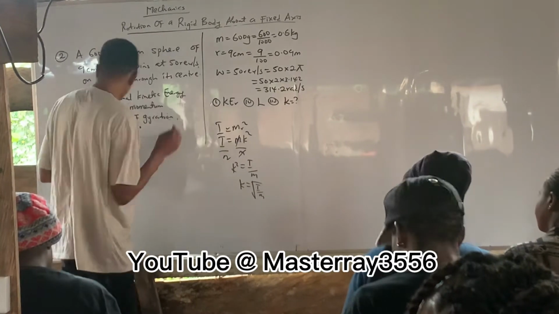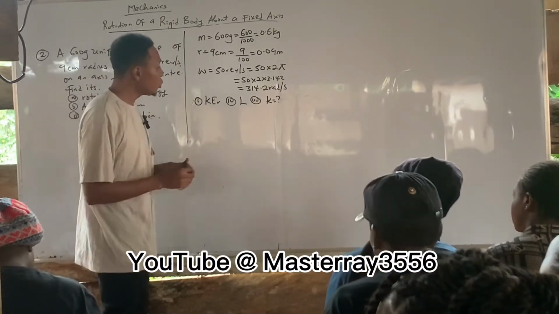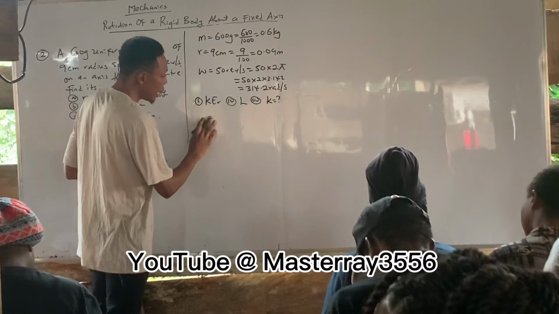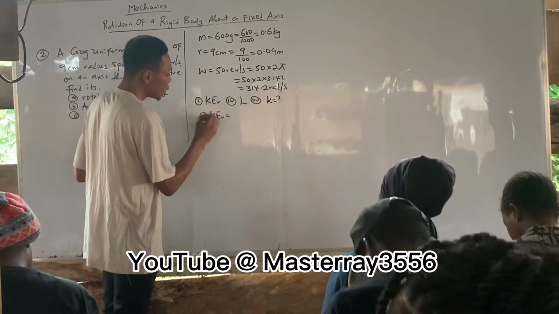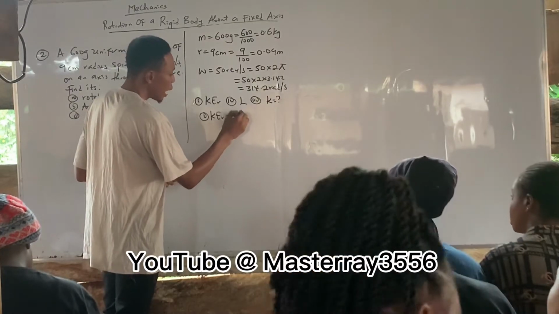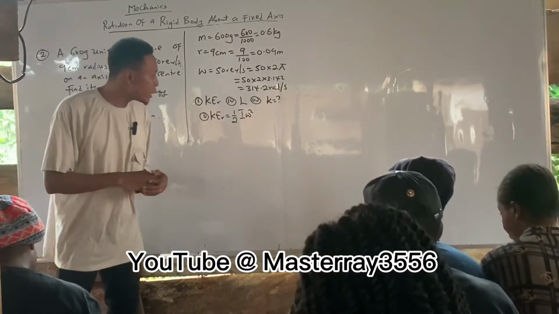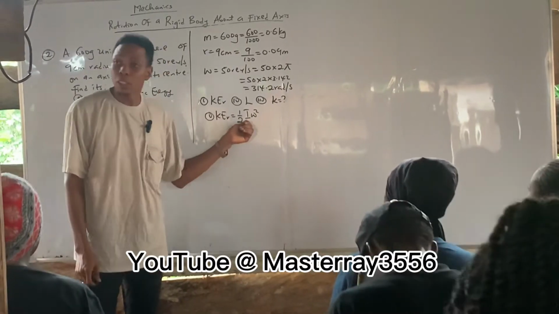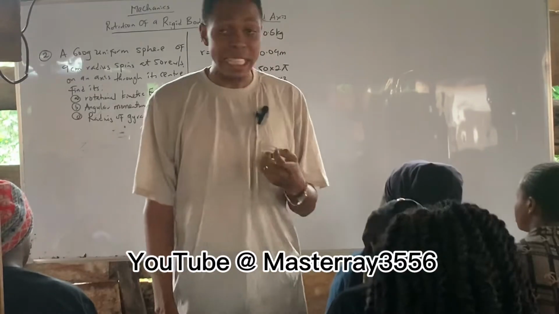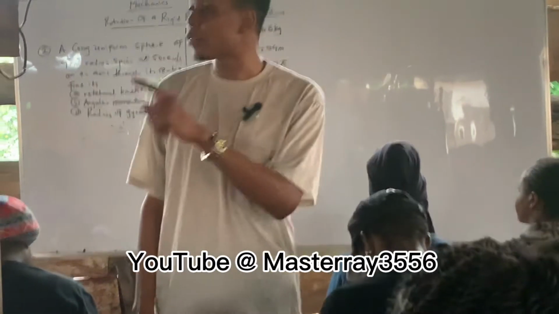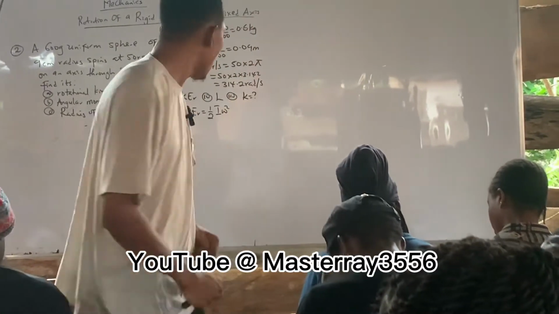All right. So this time around, let's look for KE rot. KE rot is equals to 1 over 2 Iω squared, isn't it? Now, do we have our I? No. Do we have the moment of inertia? No. You have to look for the moment of inertia. Once you get your moment of inertia, you can substitute it into the formula to get your KE rot. Is that clear?